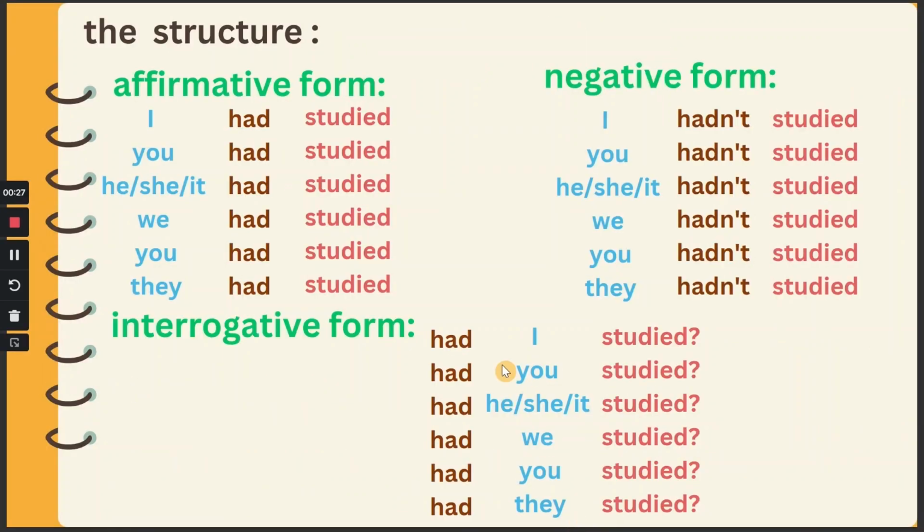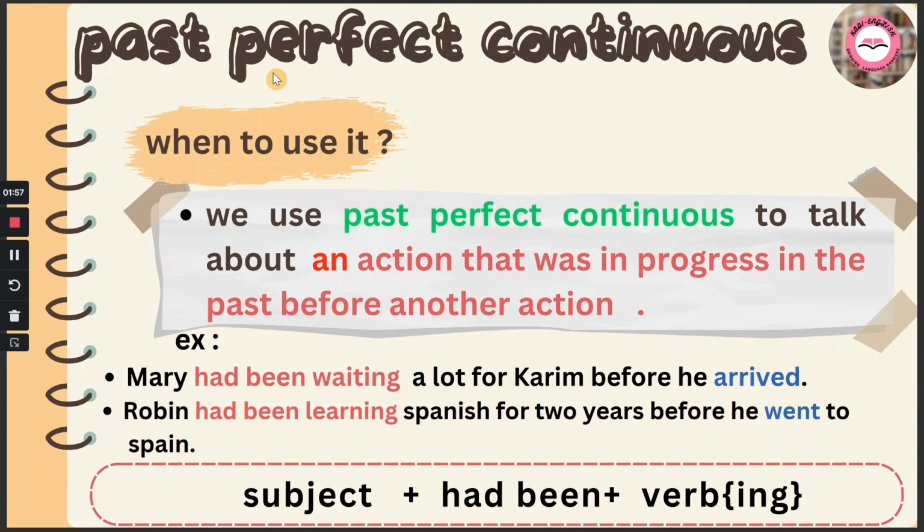Here we have a more detailed structure. We put the subject plus had plus the past participle of the verb. And now our last tense is past perfect continuous. This tense is used to talk about an action that was in progress in the past before another action in the past too. It may seem similar to past perfect, but there is a small difference: here we want to emphasize the length of the first action, or express that it was in progress.